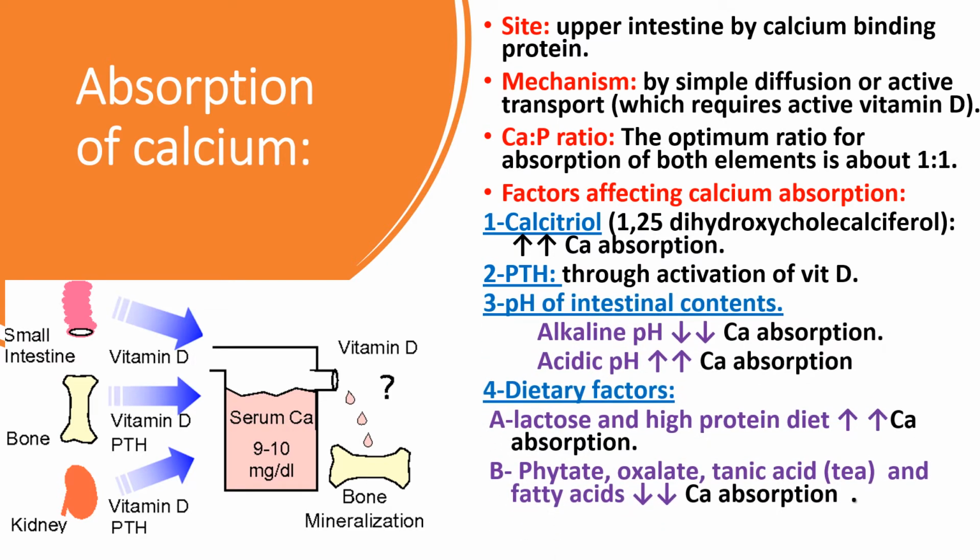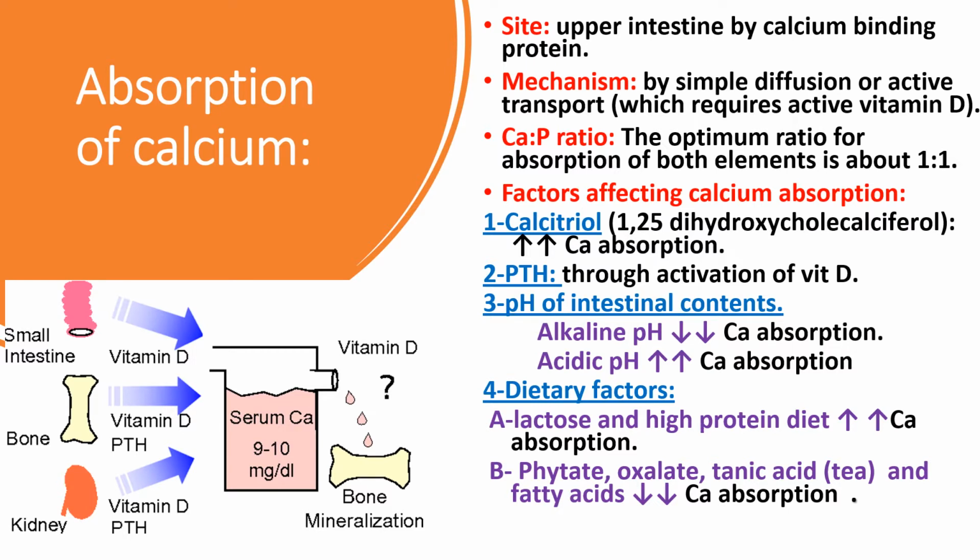The alkaline pH decreases calcium solubility, so it decreases calcium absorption, while acidic pH increases calcium absorption by increasing calcium solubility. Lastly, dietary factors. Lactose and a high protein diet lead to increased calcium absorption. Other substances like phytate, oxalate, tannic acid, which is present in tea, and fatty acids, all of these decrease calcium absorption.